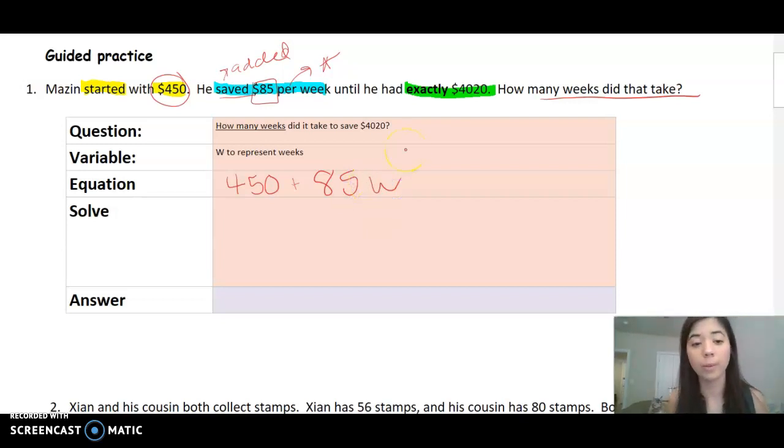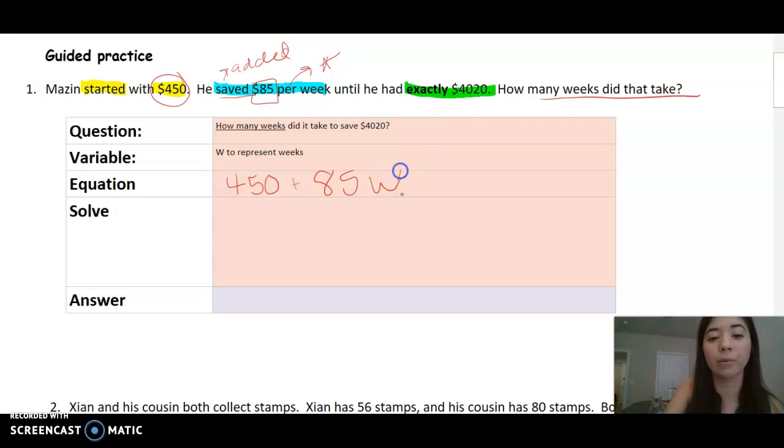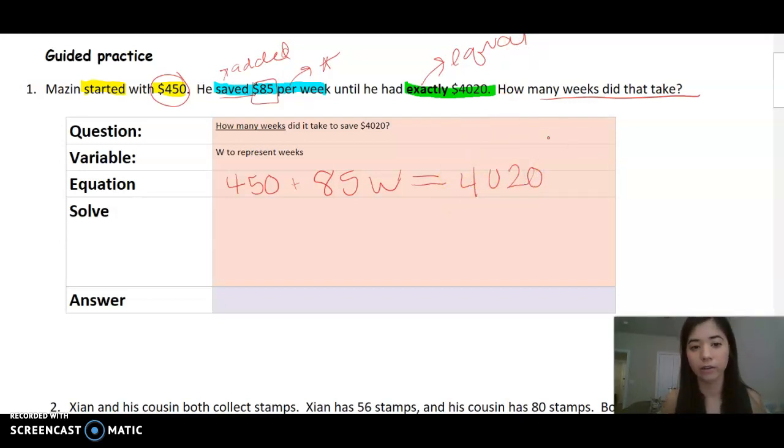Remember, we don't know how many weeks, so we're going to represent that with a W. And then he wants to have exactly, or equal, $4,020. And then now we can solve.